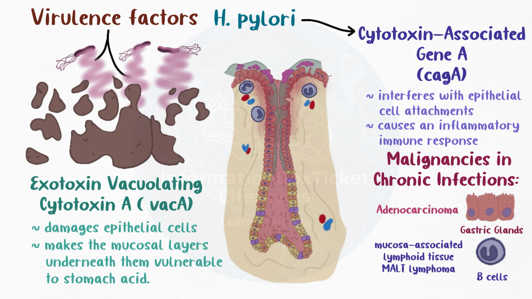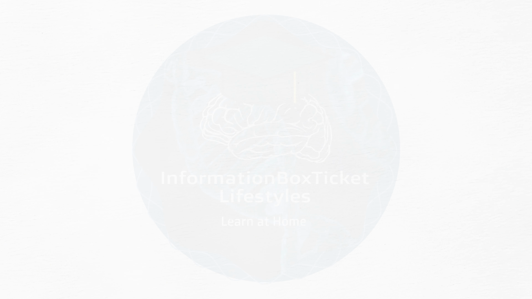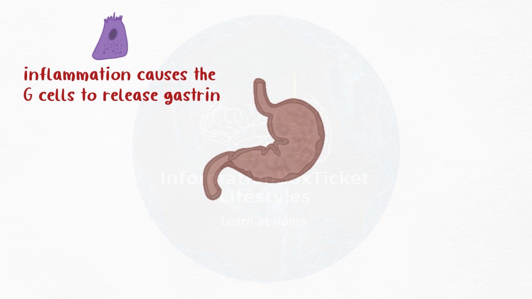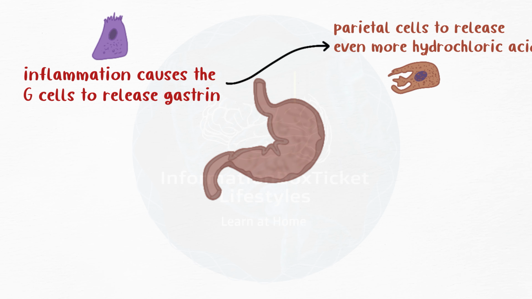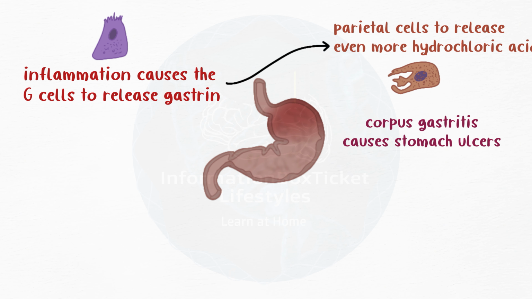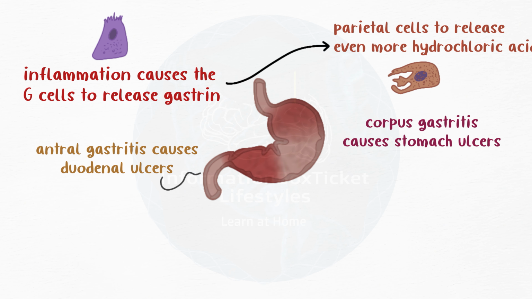Ulcers are deep holes through the mucosa that develop when more and more cell layers die. Furthermore, inflammation causes the G cells to release gastrin, which prompts the parietal cells to release even more hydrochloric acid. The presence of too much acid can lead to the development of both duodenal and stomach ulcers, with the primary difference being where the gastritis occurs. Whereas corpus gastritis causes stomach ulcers, antral gastritis causes duodenal ulcers.